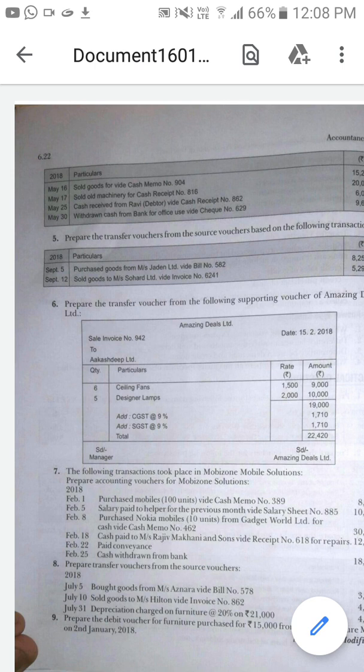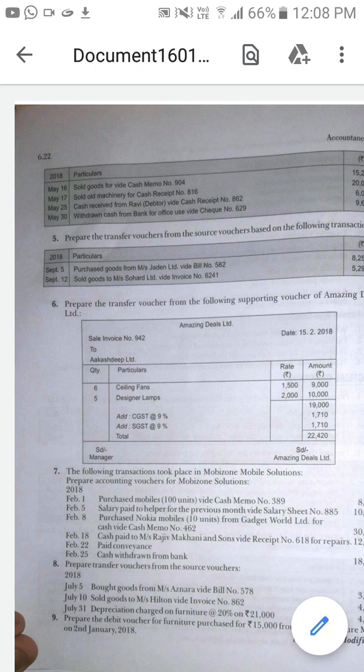Okay, so next come to February 8, purchased Nokia mobile for cash from Gadget World Limited. So it is a cash payment, cash purchases in this transaction. So automatically what is the entry? We have to debit the purchase account and we have to credit the cash account. So it is a debit voucher. So debit purchase account. Okay, write voucher number 3, put the date, put the total amount, and the accountant and manager signature.